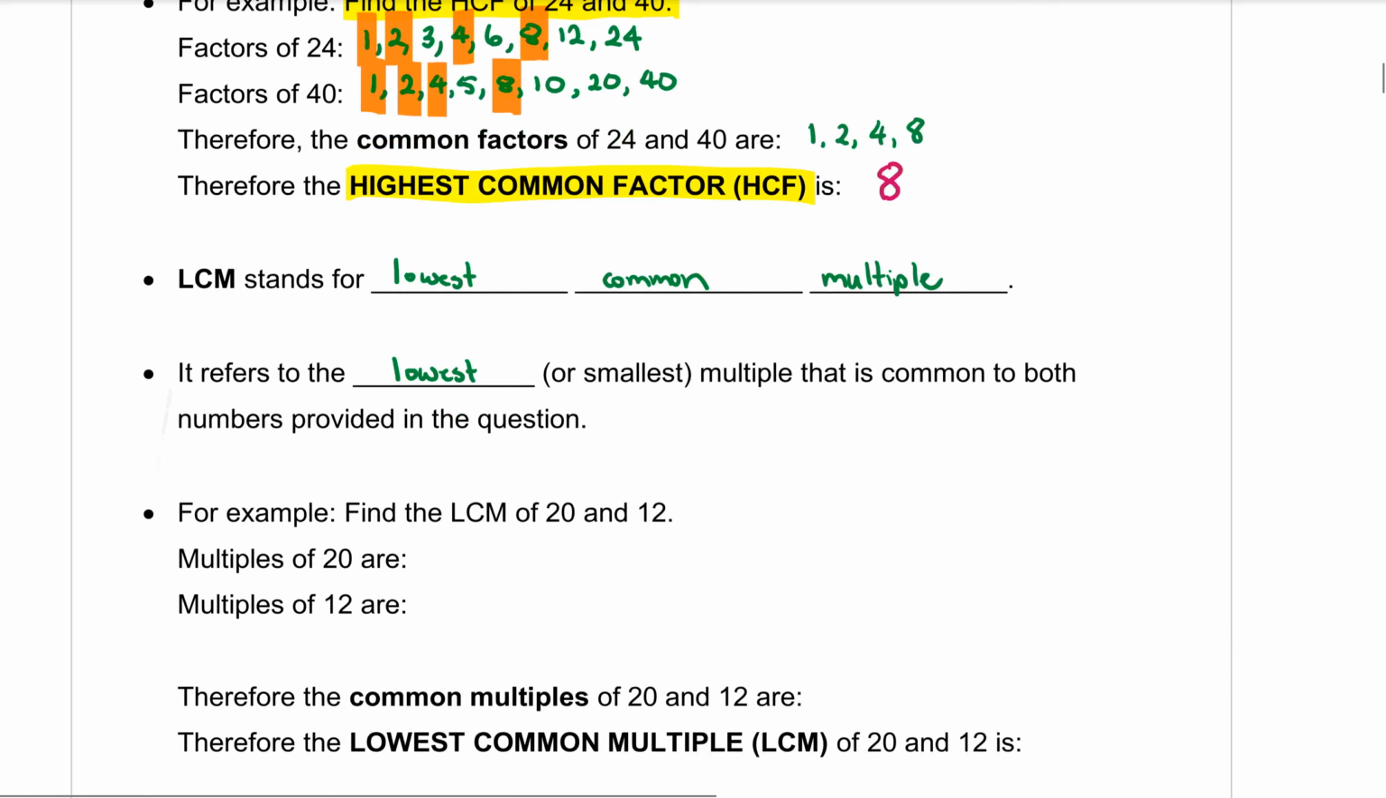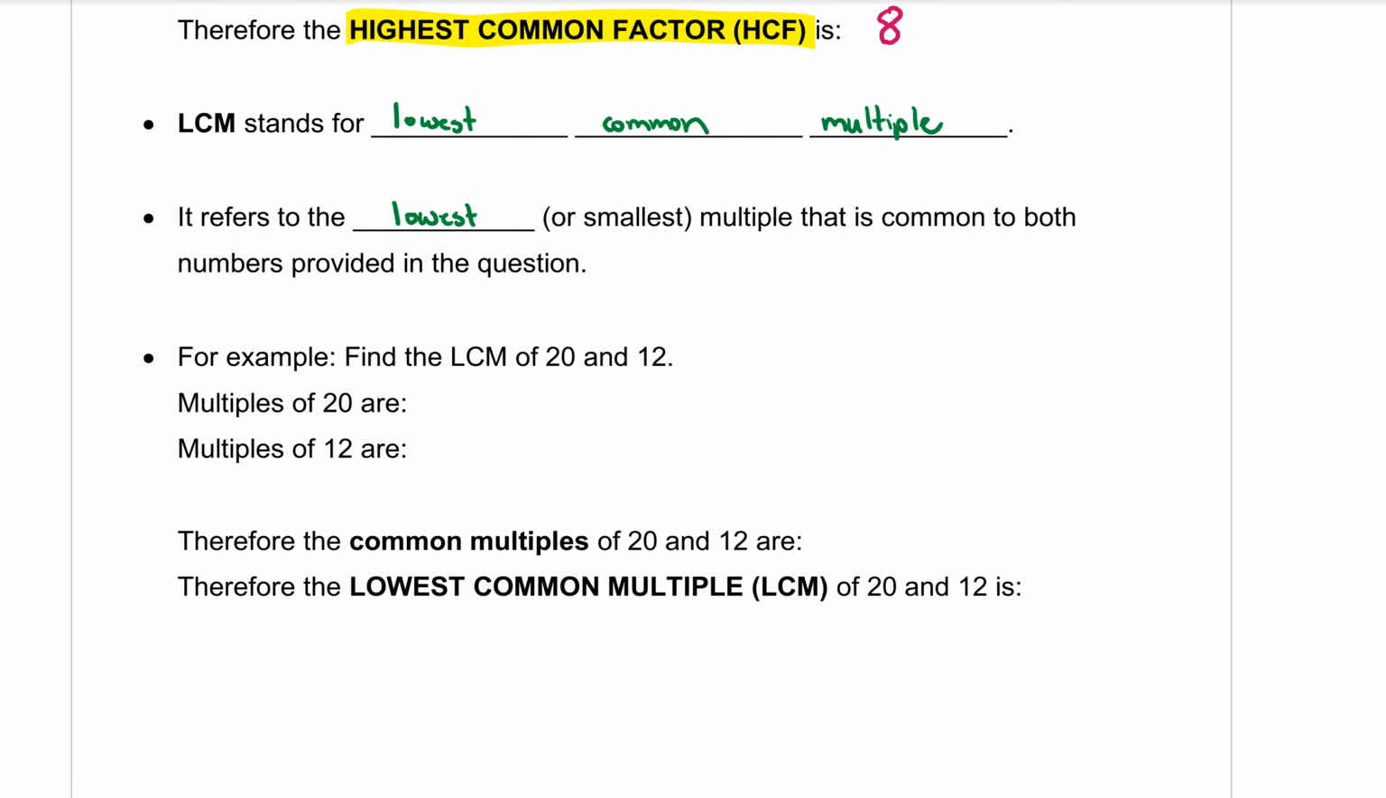Okay, then we move on to LCM, which stands for the lowest common multiple. Remember that multiples are like your times tables. So it refers to the lowest or smallest multiple that is common to both numbers provided in the question. So here is an example if I want to find the lowest common multiple of 20 and 12. So let's go through starting with 20 and write down some of our 20 times tables.